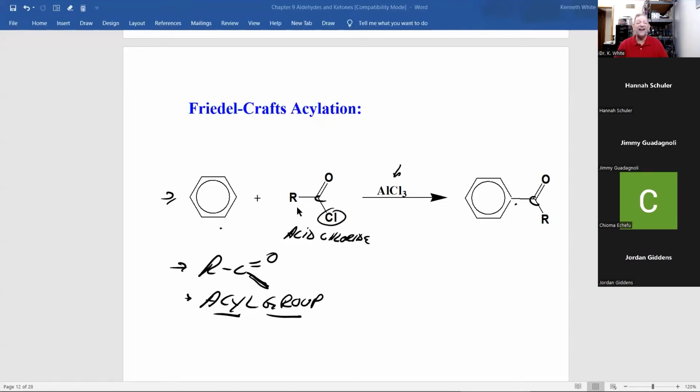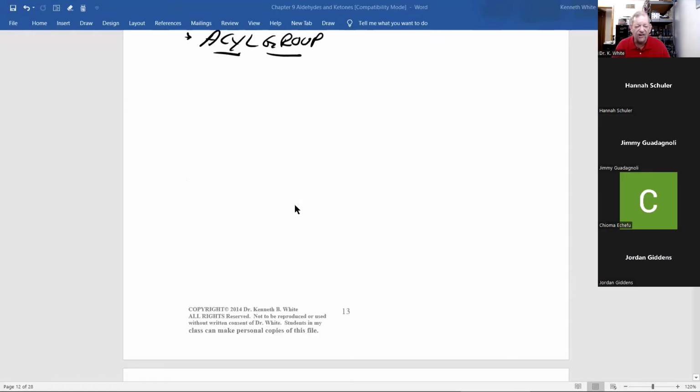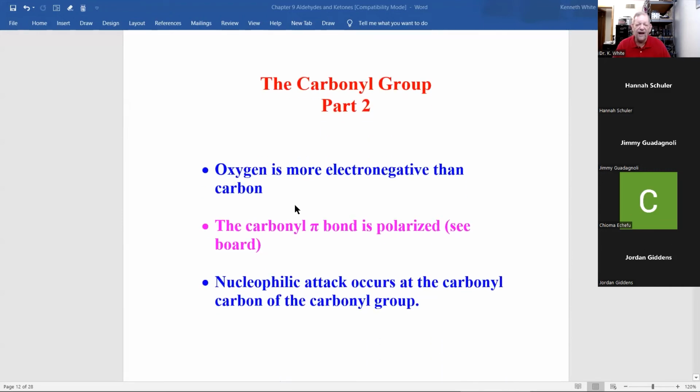Friedel Crafts acylation. Let's move on. Now, let's talk about the carbonyl group. Remember, you should know how to draw the carbonyl group, carbon double bond to oxygen, and name it. What is it? Carbon double bond to oxygen, or carbon atom double bond to oxygen.